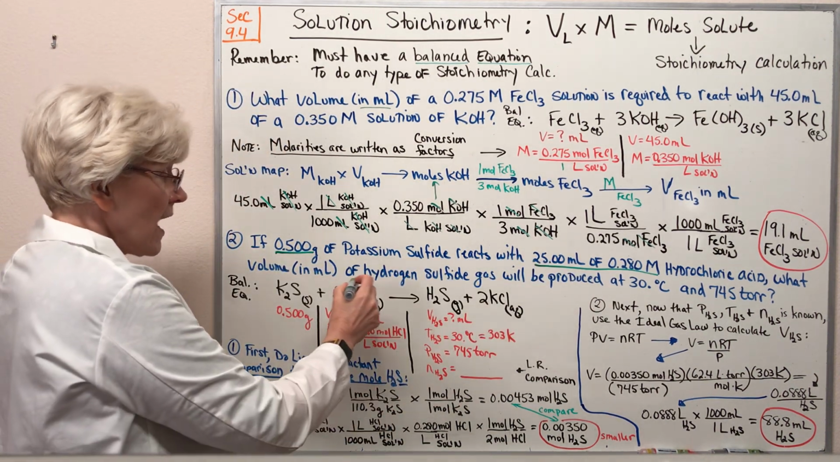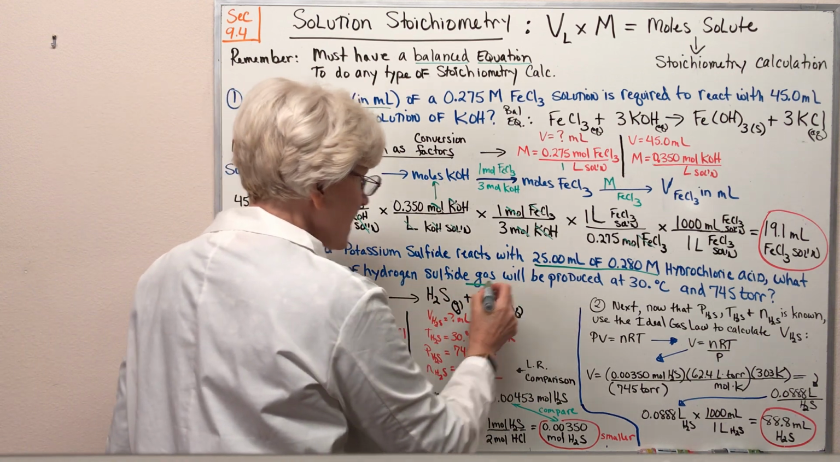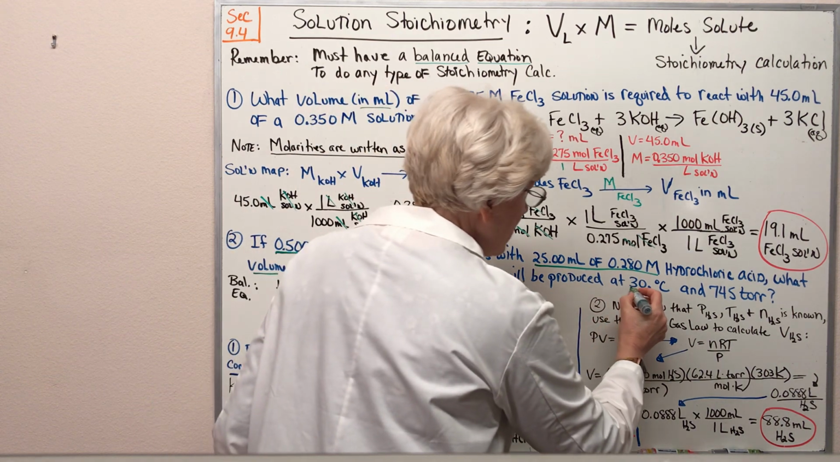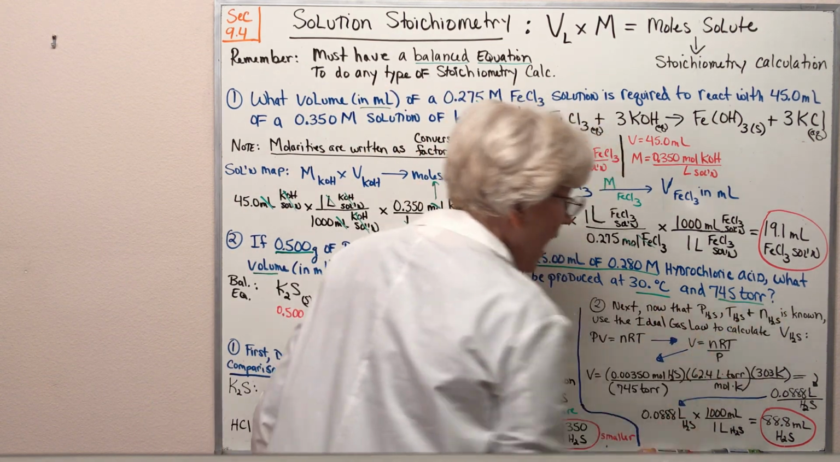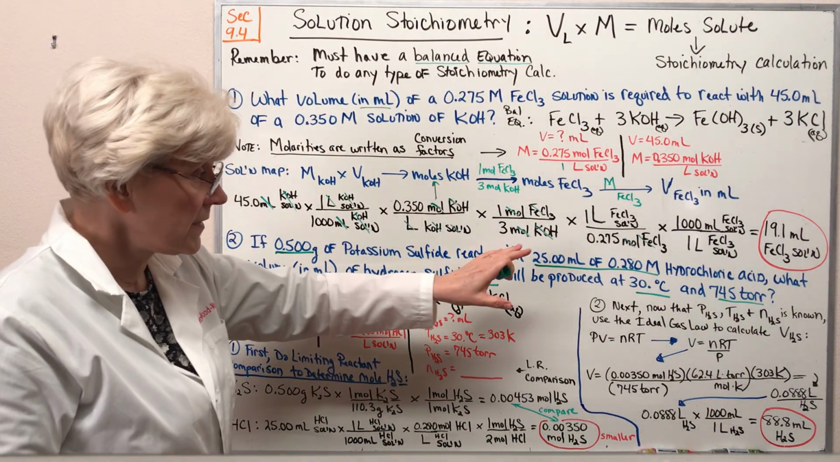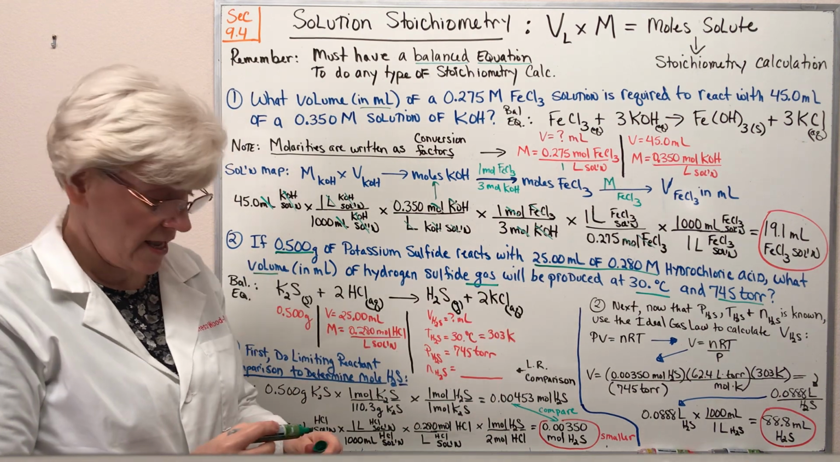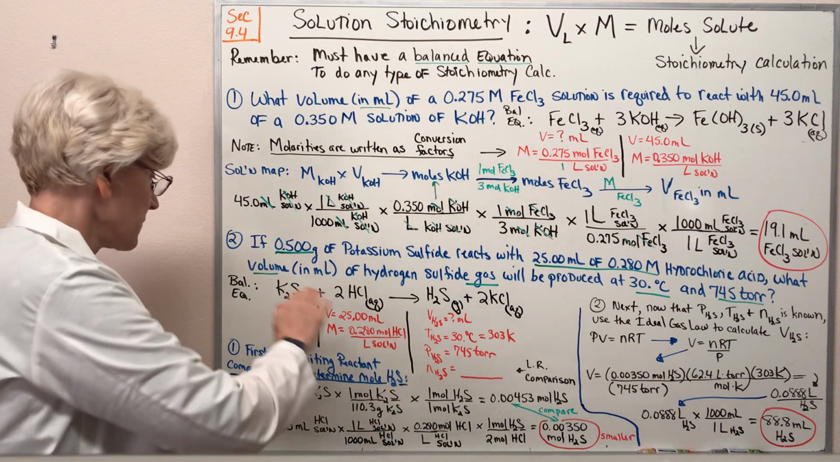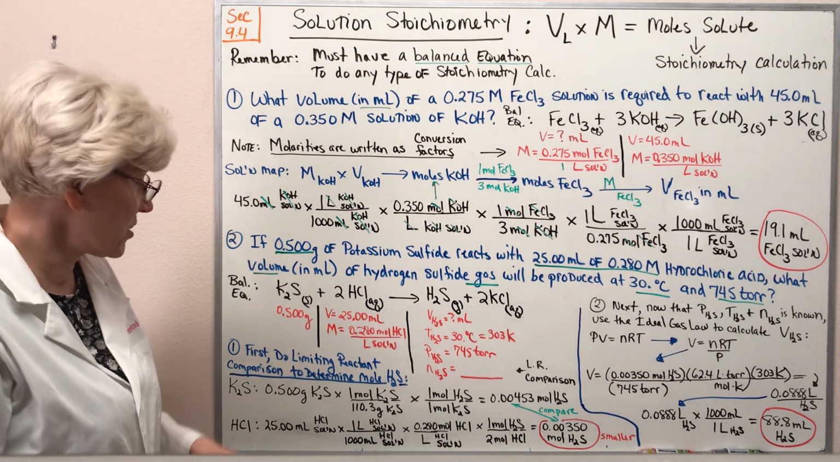And last, our product is a gas, and we are asked to calculate the volume of the gas given information about its temperature and pressure. So gas law stoichiometry is involved also. In all stoichiometry problems, we begin with a balanced equation.